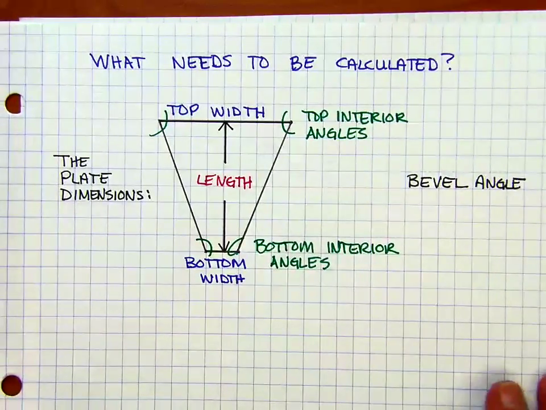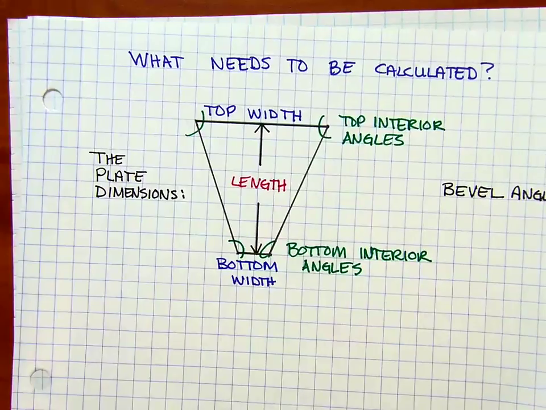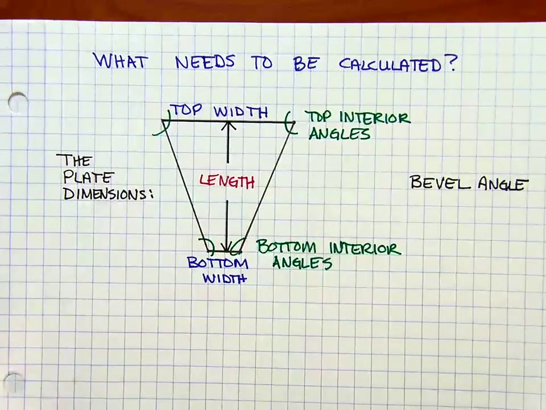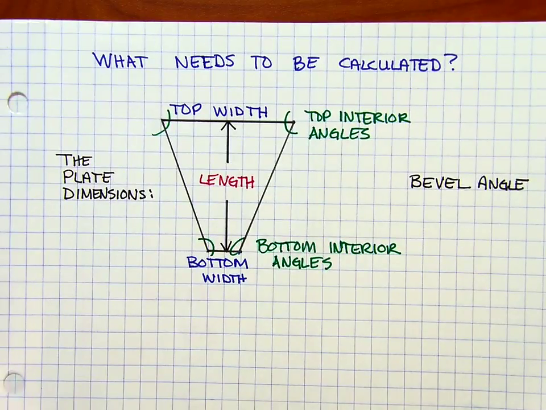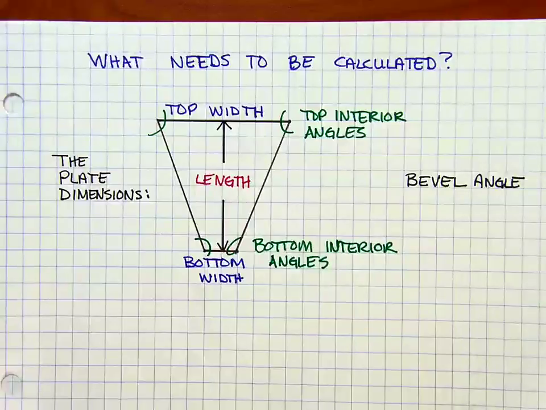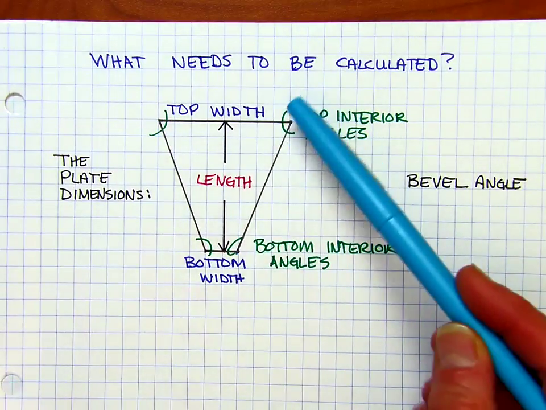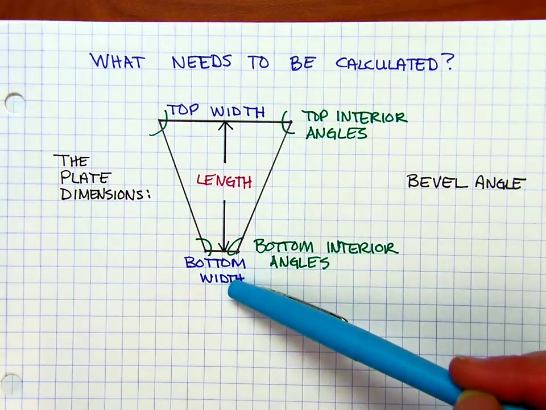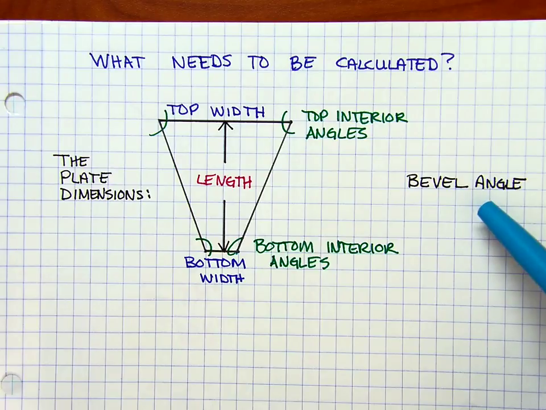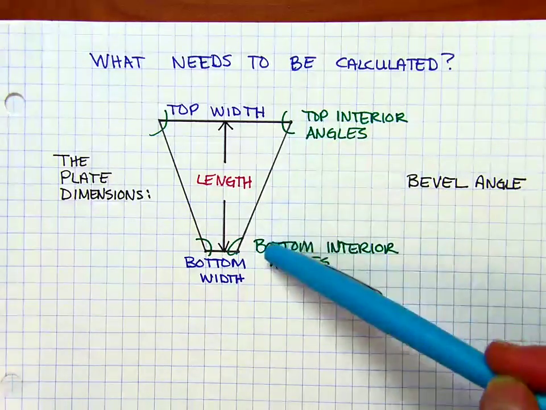Okay, so what do we need to calculate? Because it's a square concentric drop, all of the sides are going to be the same. And so if you figure out one plate, you've got all the information to make the drop. You're going to be focusing on calculating dimensions for the top width, the bottom width, the length of the plate. You're going to want to figure out the bevel angle, as well as your interior angles at the top and at the bottom.